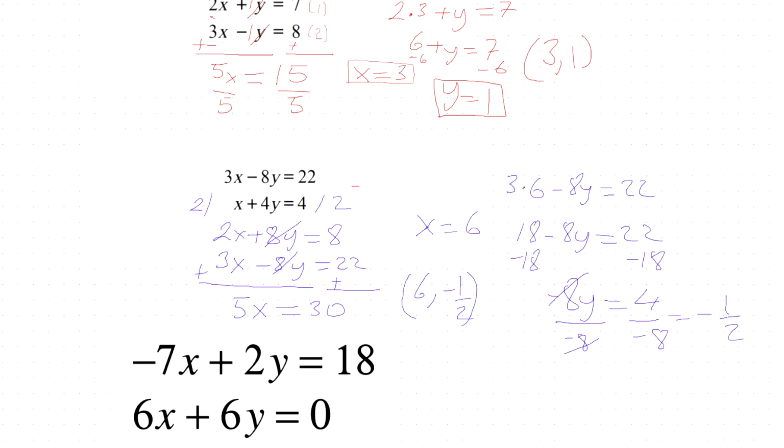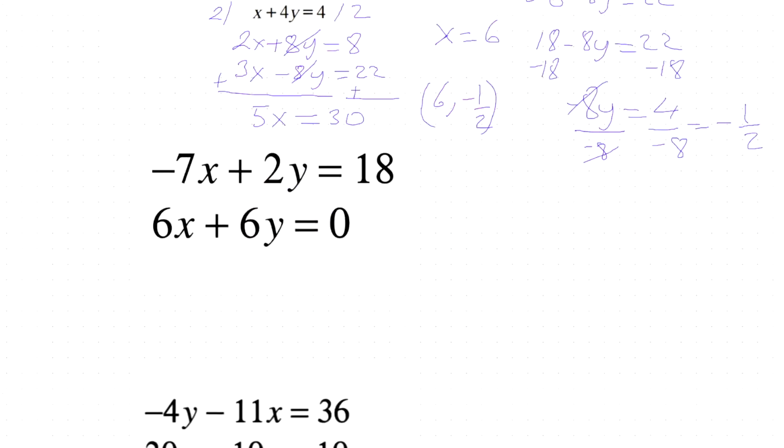We have another example here. In this one, we have -7x plus 2y equals 18, 6x plus 6y equals 0. Again, the coefficients are not equal. To make them equal, we will multiply the top one by 3. I'm just going to make y equal again. If you multiply one side of the equation by 3, you have to do the same thing on the other side of the equation.